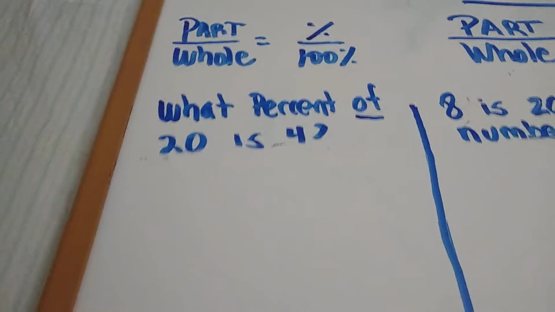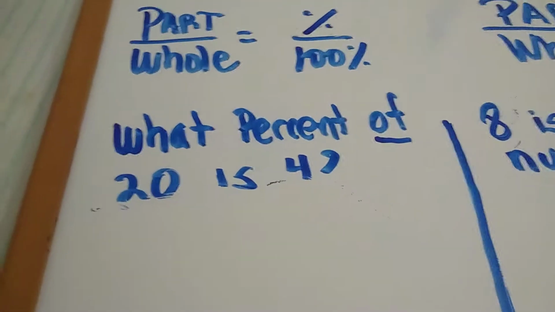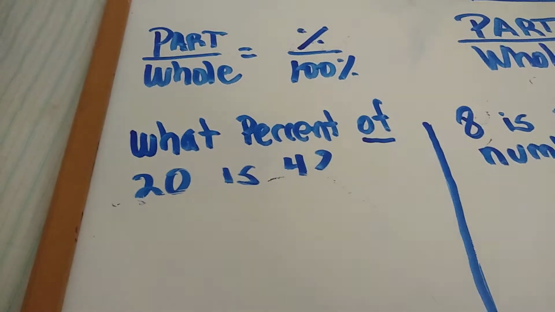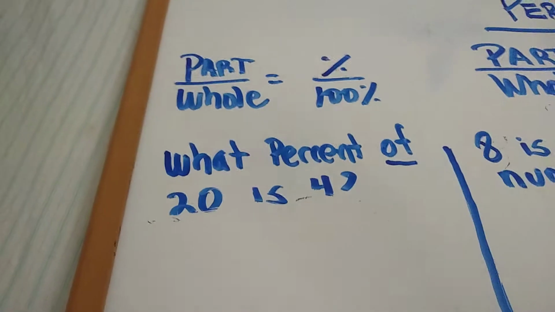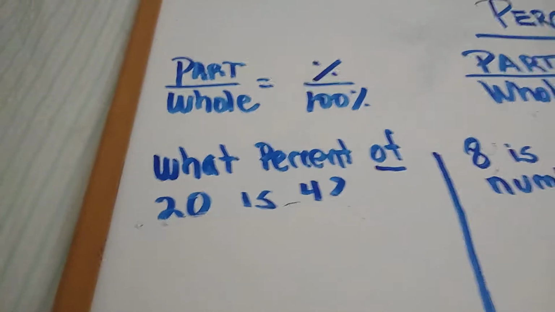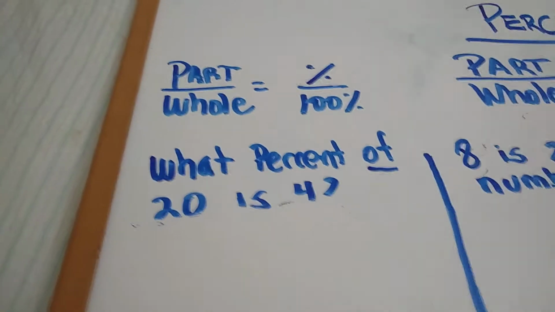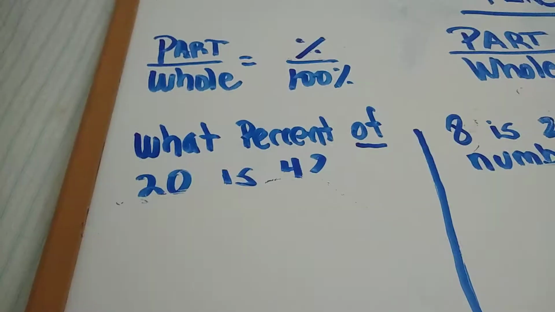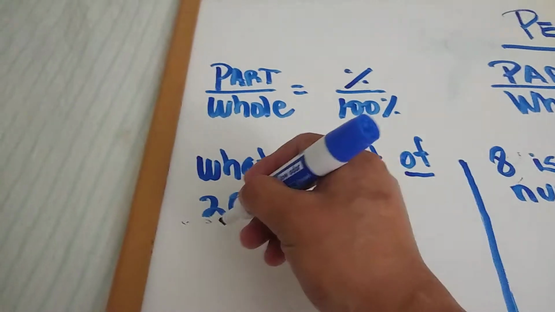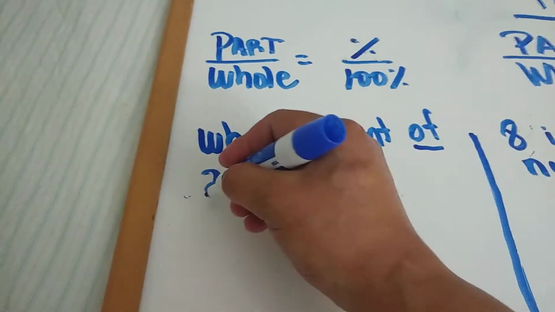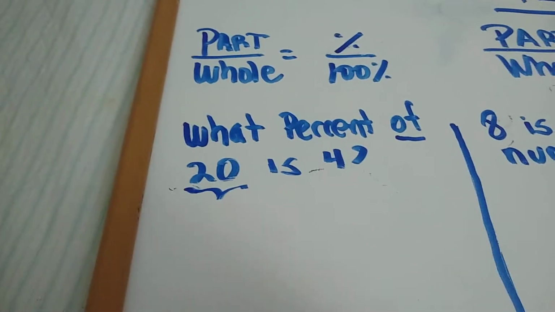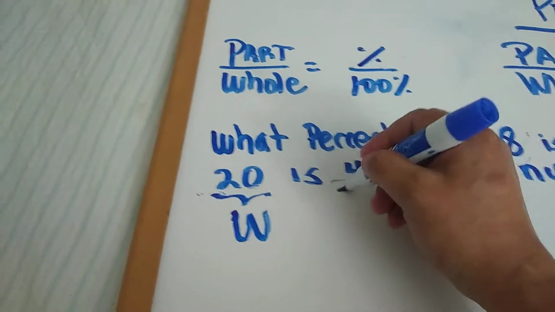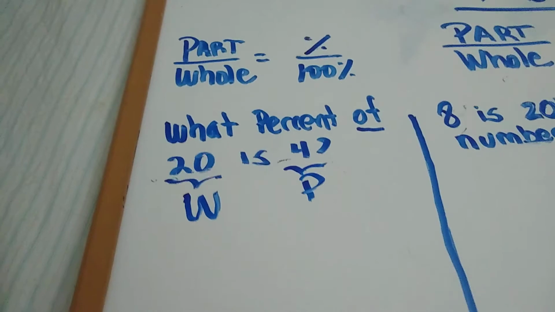Pay attention to this keyword, of, right? Because after the word of, you will find the whole number. Of is like you're referencing something, which is always the whole. So that's why after the of, you will find the whole. So 20, you can label it. It's very useful to label your ingredients. So you have the whole and you have the part right there.